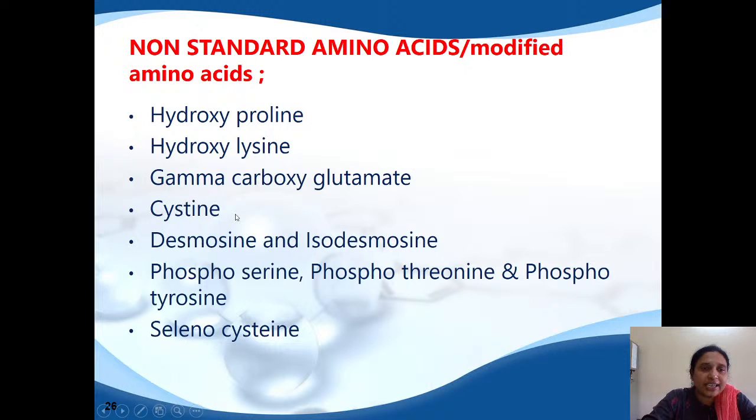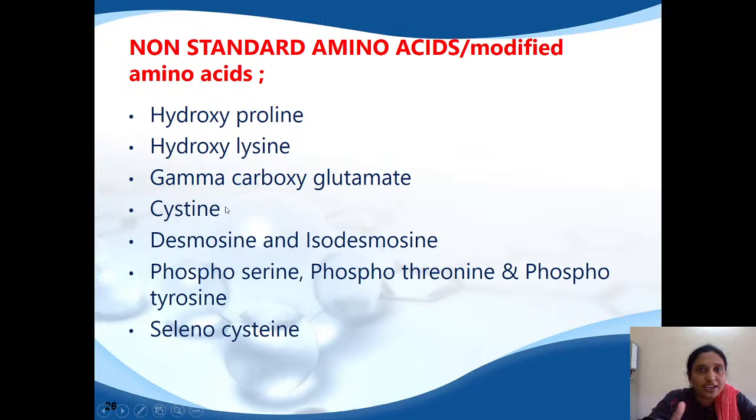And next one, cystine. Cystine is the modified amino acid which is formed by the oxidation of two cysteine amino acids. Now here cysteine is the amino acid. So you know that cysteine is a sulfur containing amino acid. If you see the structure of cysteine, sulfhydryl groups are there. So like that, oxidation of the sulfhydryl groups of two cysteine molecules forms cystine. Two molecules of cysteine on oxidation form cystine.